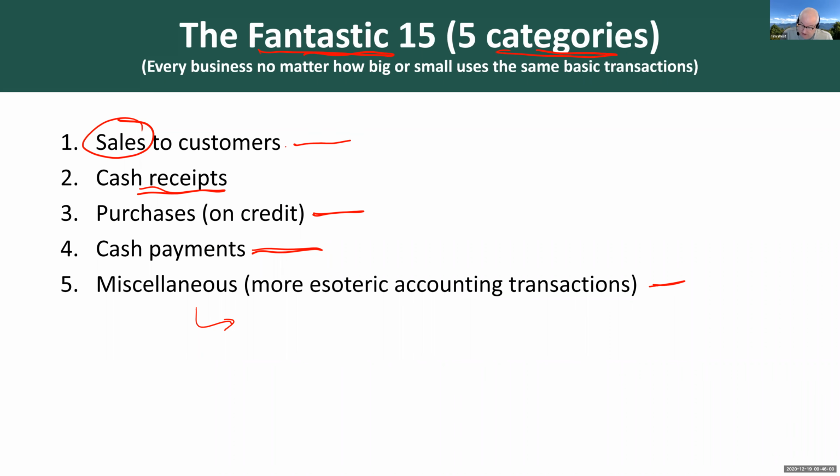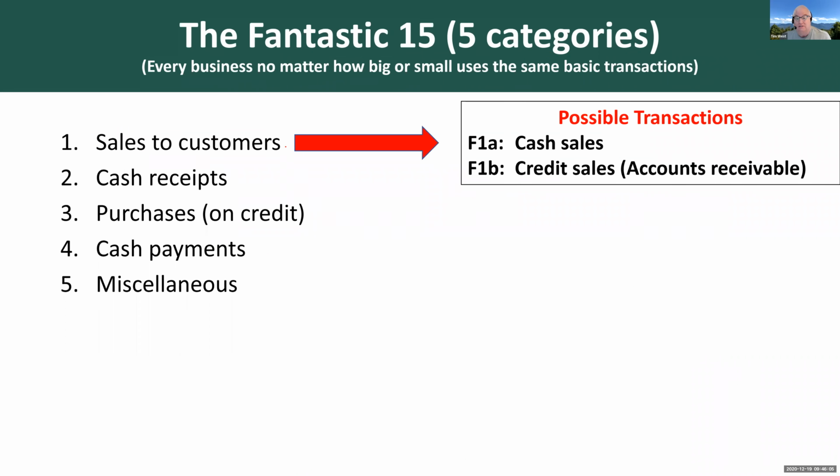So let's first take a look at the sales to our customers. There's two kinds. One, you could have a cash sale or you could have a credit sale. The credit sale increases receivables, cash sale increases cash. And so there's two different flavors of those, but the transaction itself is basically the same. I get sales and I have either an obligation for a customer to pay me or they pay me cash straight up. So I think of those as one type of transaction in the way I interact with my customers.